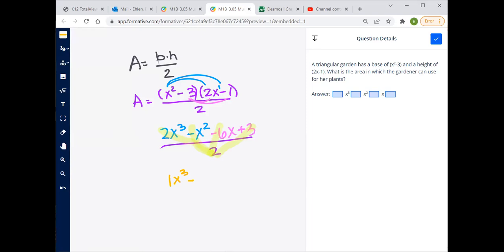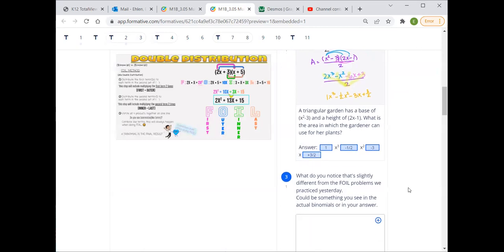-1 divided by 2 would be -1/2 x squared. -6 divided by 2 is -3x. And 3 divided by 2 is just 3/2. So when you plug those in there, remember you just want the coefficients because the variables are already given. So 1, -1/2, -3, and +3/2. That's your answer, guys.